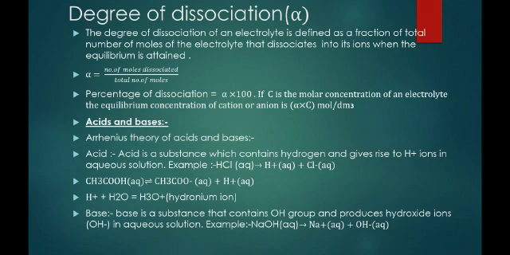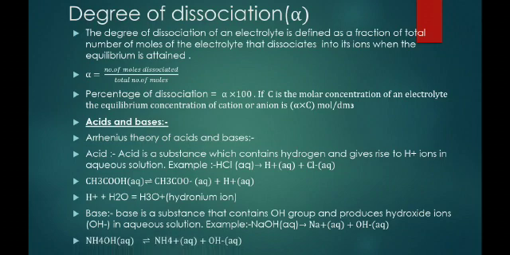Now base. Base is a substance that contains hydroxyl group and produces hydroxide ion in aqueous solution. Base means a substance which contains OH group and releases hydroxide ions, OH minus ions, when dissolved in water. In aqueous solution it releases the hydroxide ion. For example, NaOH aqueous solution gives Na plus and OH minus. That's what is base. This is a strong base because it completely dissociates.